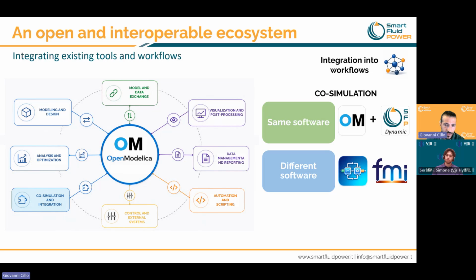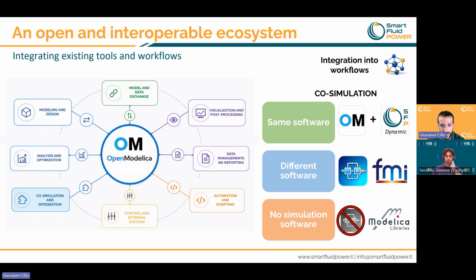Second case, the customer uses a different lumped parameter software. The model can be exported and shared as an FMU, that is a protected black box with dimensionless exchange ports. The third case is that the customer does not use dynamic simulation software. In this case, OpenModelica still allows the model to be provided in a form usable with open source tools. This means that regardless of the context, there is always a way to make the model usable.